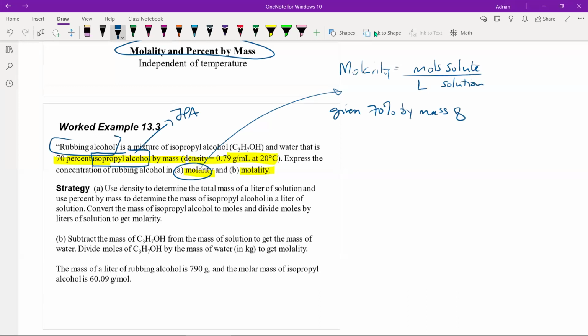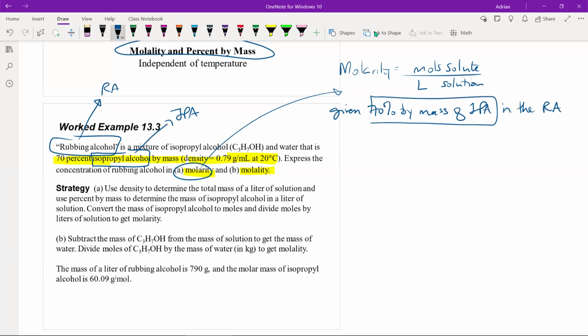Then rubbing alcohol as RA. Okay, so 70% by mass of isopropyl alcohol in the rubbing alcohol solution. So what does this mean? 70% by mass of IPA. That's the most important thing.